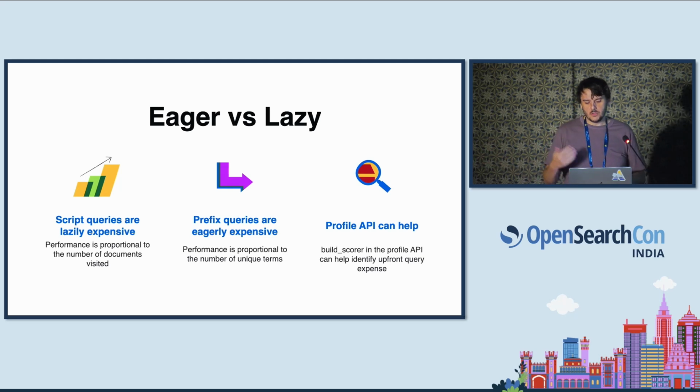And what we found was when we looked at the profile API results, we observed this when we looked at the build score method. We were seeing quite a high number for that, even though it was only invoked a small number of times.